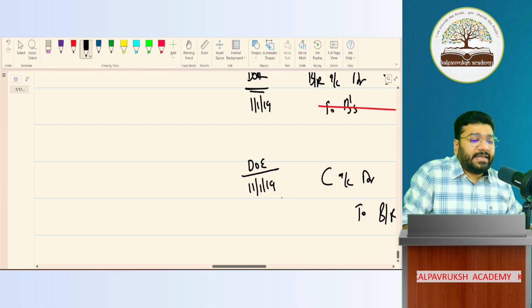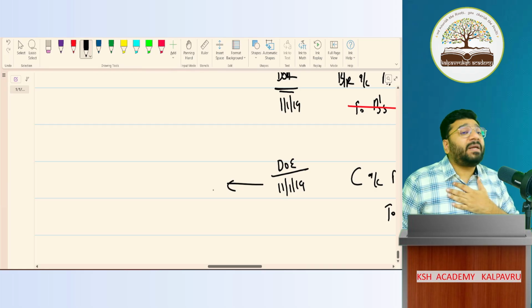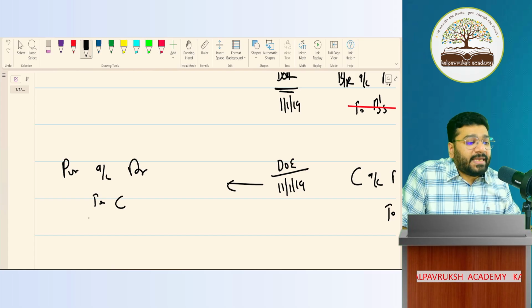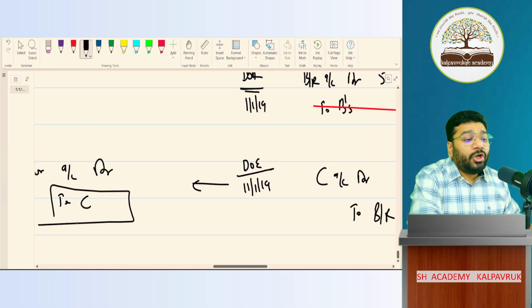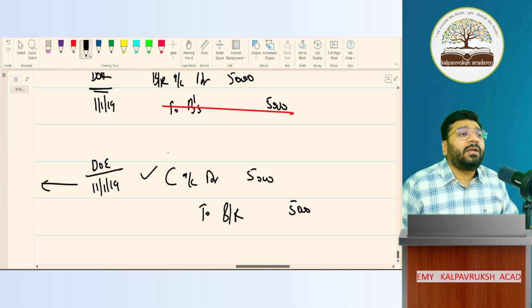Those who are not clear, very simple. Before this transaction, what has happened? A has purchased from C. What is the purchase transaction? Purchase account debit to C. But now you're giving the payment in the form of bills of exchange. To create a liability, you gave a credit. To close the liability, you have given a debit. Got it, not got it?